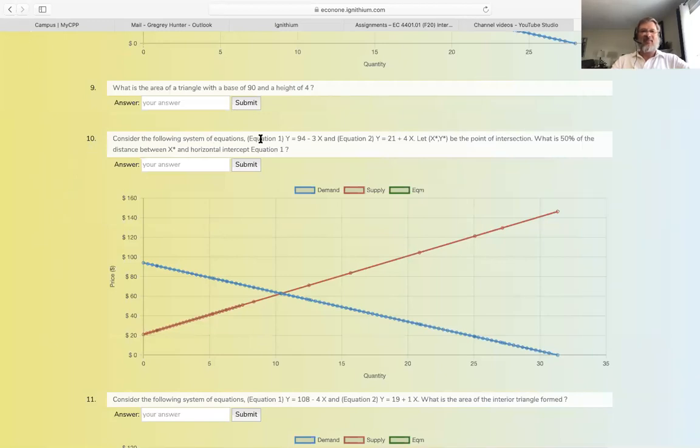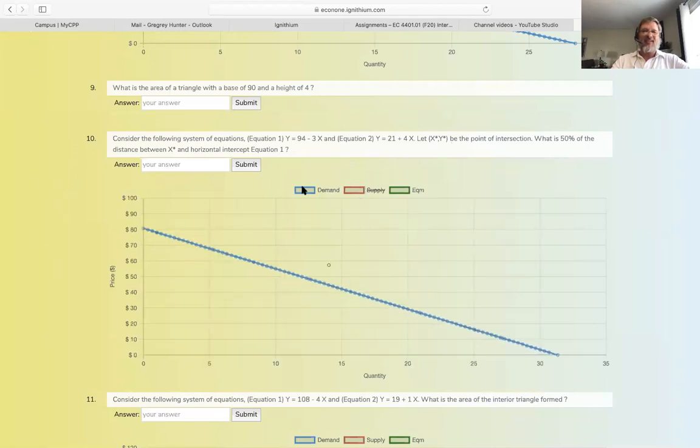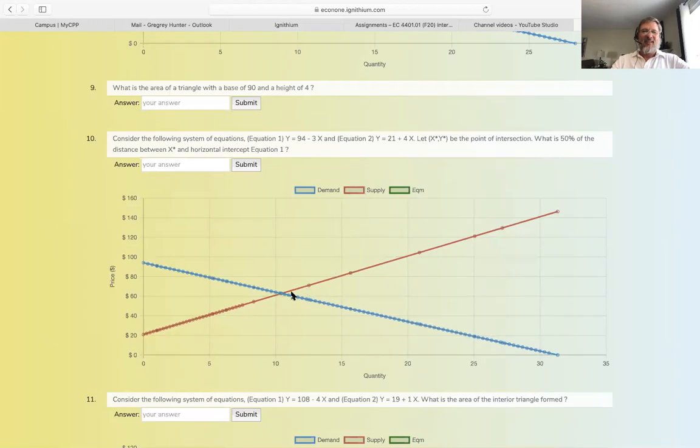So consider the system of equations, equation one, equation two. It doesn't really matter what the equations are. It says let this be the point of intersection, and we know we can find the point of intersection, right? We can just close those off, and there's the point of intersection. Sometimes they're kind of hard to see, but it's right there where they cross. That's the intersection point, right? Yeah. Okay, you agree?